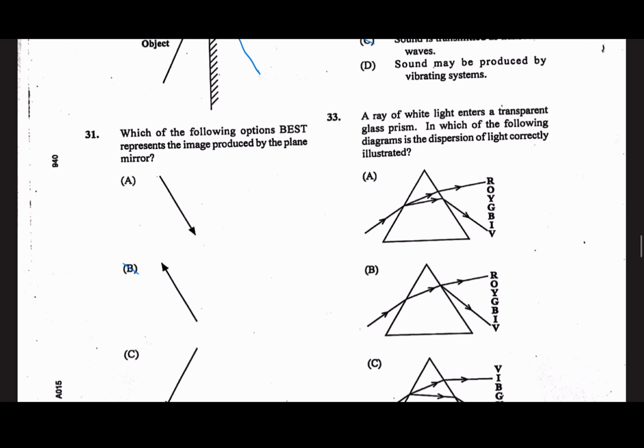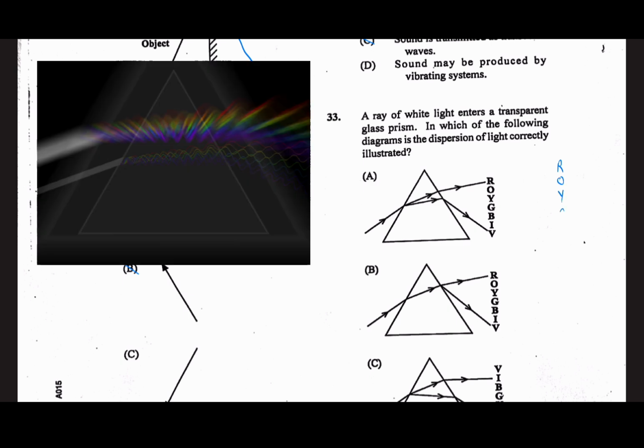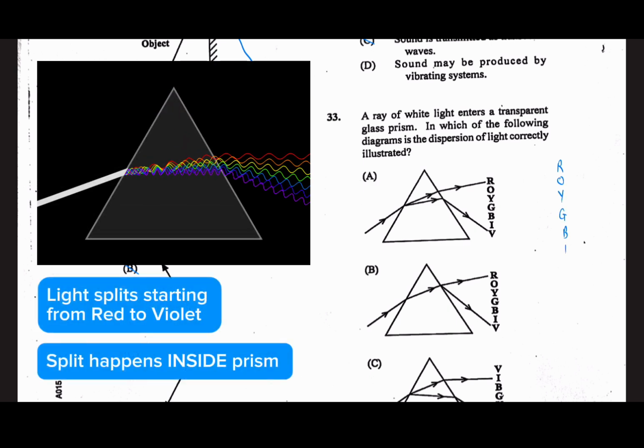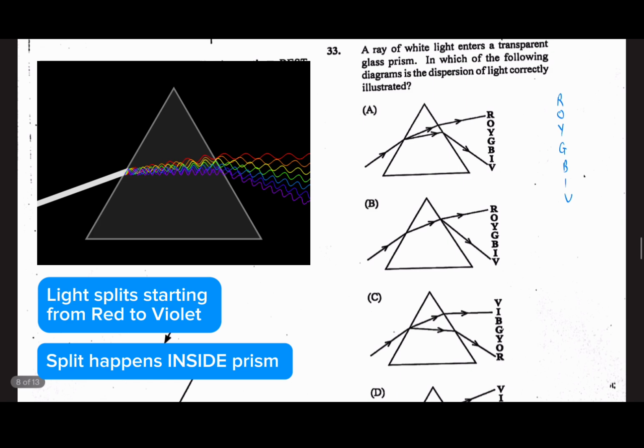33. A ray of white light enters a transparent glass prism. In which of the following diagrams is a dispersion of light correctly illustrated? First things first, we're looking for ROYGBIV. Any of the options that does not have ROYGBIV is automatically wrong. So this has ROYGBIV, so it could be a possible answer.